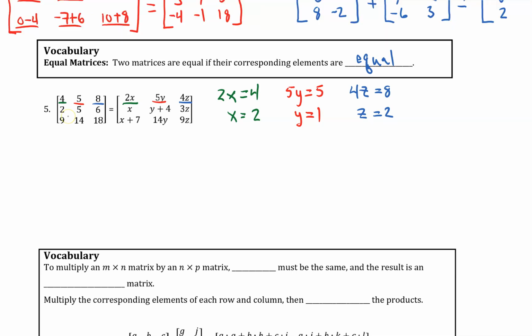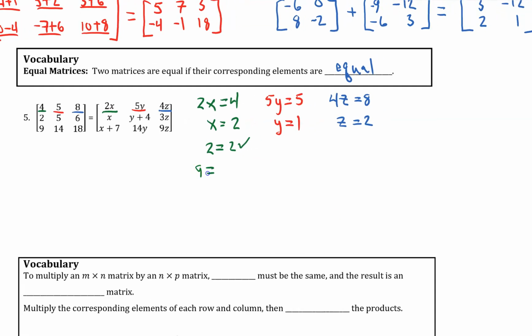So in this next one, it's saying 2 is equal to x. Well, x in this case is 2. So that does work. And if I look at the bottom one, it says that 9 is supposed to equal 2 plus 7. Well, that also works.